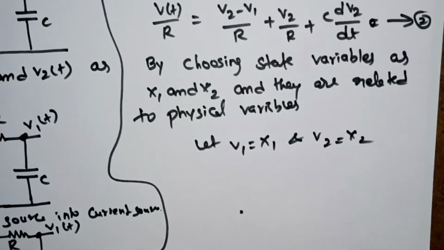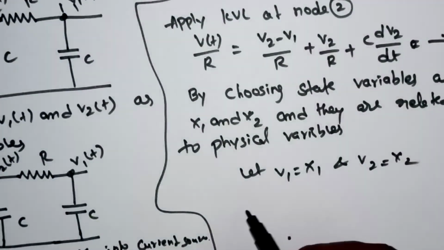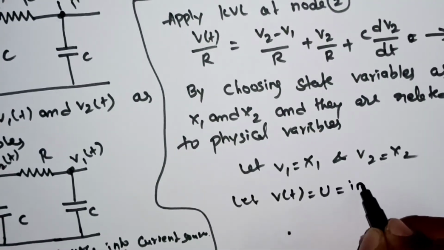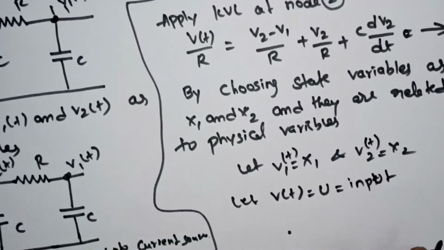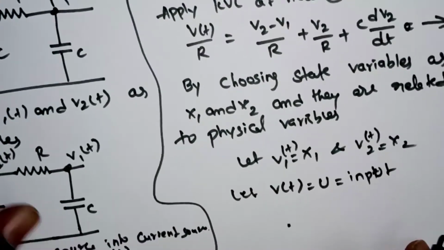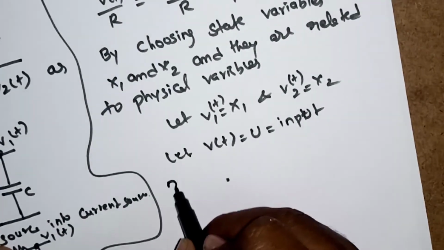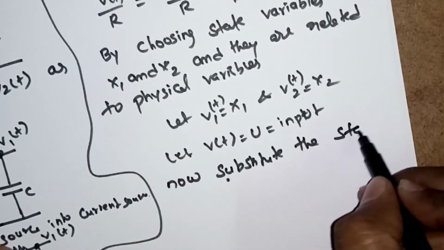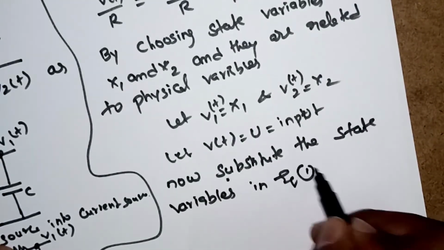Now what is the input? In the given circuit, input is v(t). So let v(t) is equals to u, that is the input. So v1(t) is equals to x1, v2(t) is equals to x2, v(t) is equals to u. Okay, now we are going to substitute the state variables in equation 1 and 2.